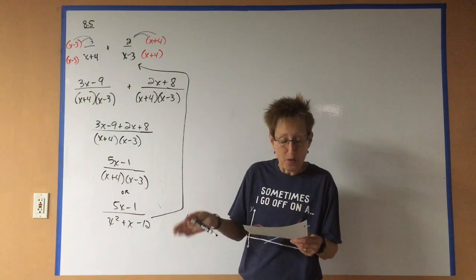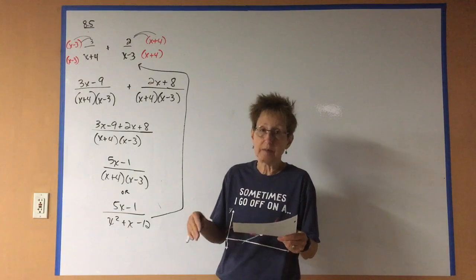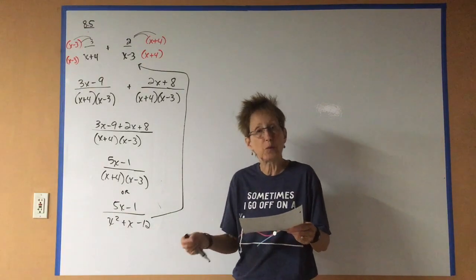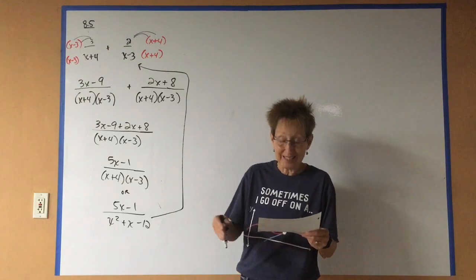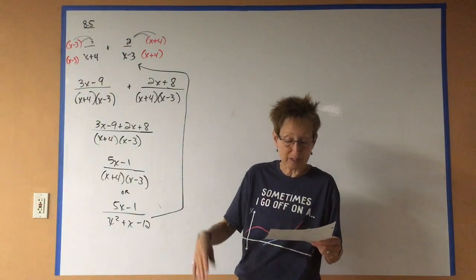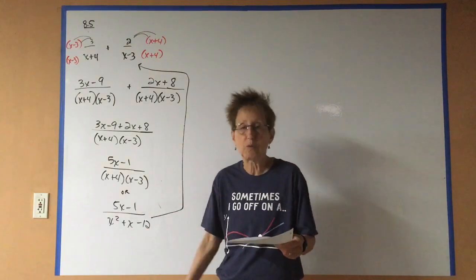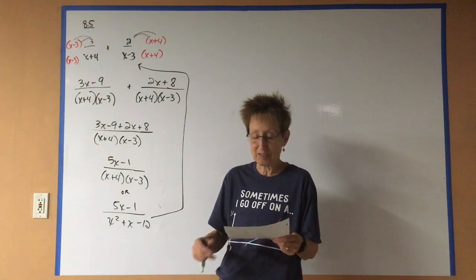The last one, what if it's a quadratic factor in the denominator and it's repeated? So there's that x squared minus 3, but I put it there twice, so I have a power of 2. That gets rewritten as Ax plus B over x squared minus 3 plus Cx plus D over that x squared minus 3 all squared. Wow. And then that gets solved.